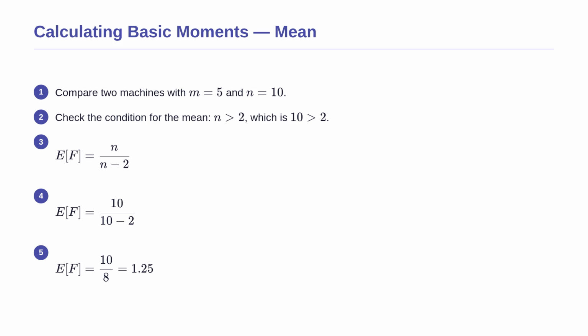First, we check our condition. Is n greater than 2? Yes, 10 is greater than 2. We choose the mean formula because it gives us the expected balancing point. We substitute 10 for n in both the numerator and denominator. Subtracting 2 from 10 gives us 8, and 10 divided by 8 results in 1.25. Physically, if we repeated this comparison thousands of times, the average F statistic would settle exactly at 1.25.